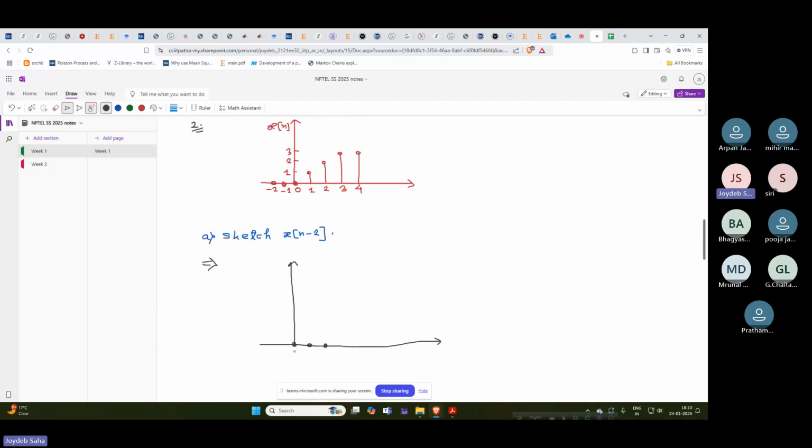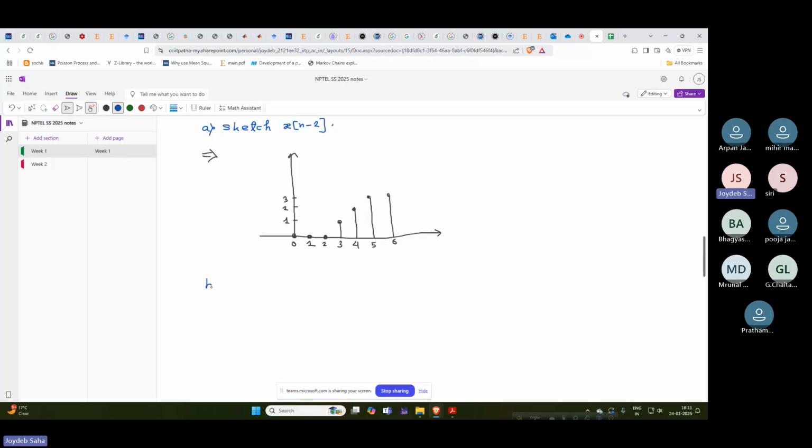Okay, it's 0, 1, 2, and then it is at 3, 4, 5, and 6. Okay, this is 1, 2, and 3. Fine.